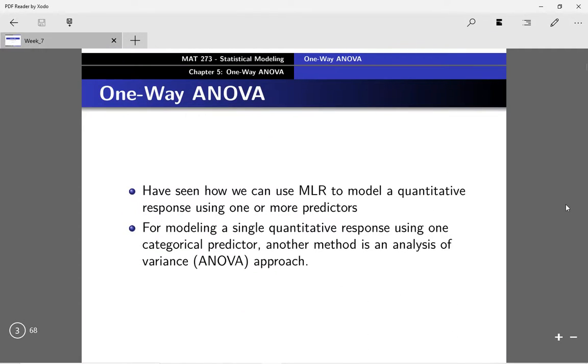So to start, one-way Anova is very similar to multiple linear regression in a number of ways. We've already seen how using multiple linear regression, MLR, we can model a single quantitative response using several predictors or explanatory variables. So one-way Anova specifically is for this very specific case where we again have a single quantitative response, just like regression, but we only have one single categorical predictor. And so this is called a one-way analysis of variance.